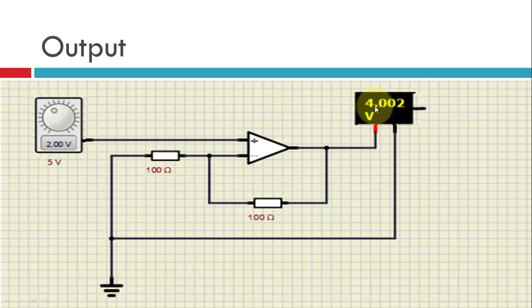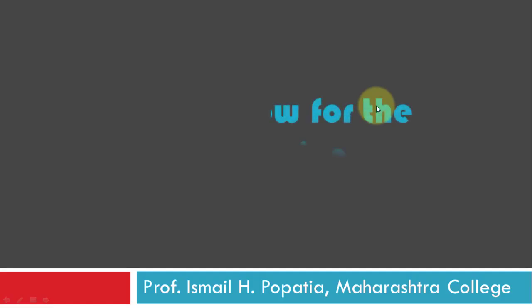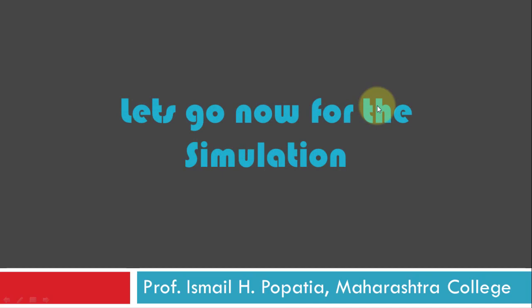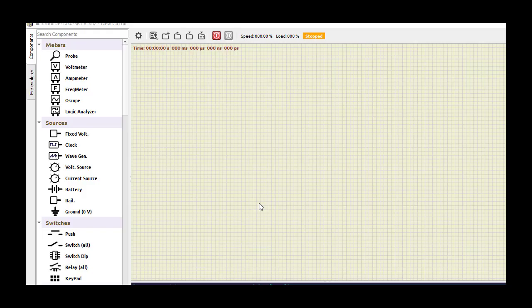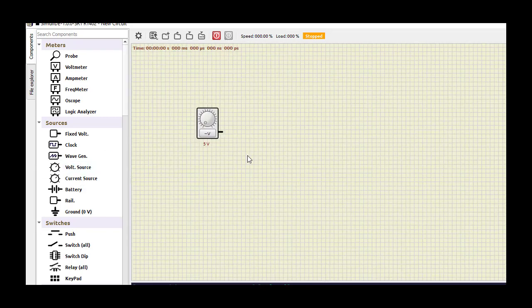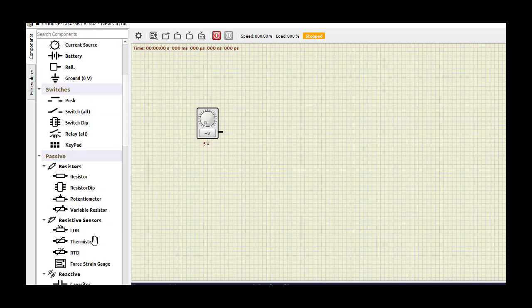So now let us use the simulation, and SimulIDE will actually simulate this particular experiment. So now we are in SimulIDE. Let us select the components. First we select the voltage source. This is the voltage source. Then we need 2 resistors. So I take one resistor here, and the second I place there.